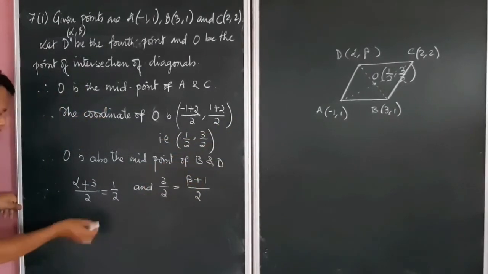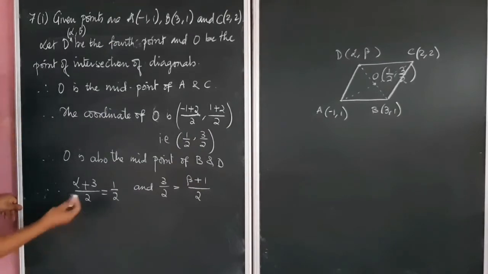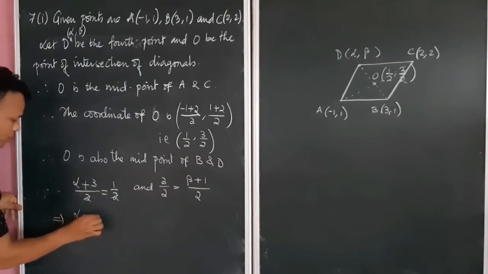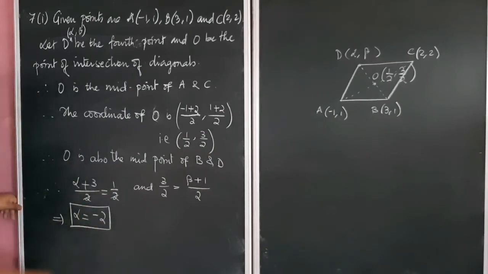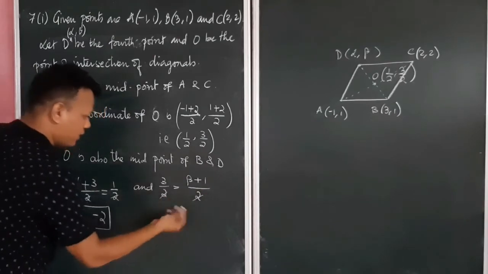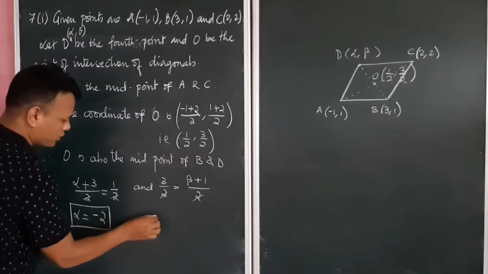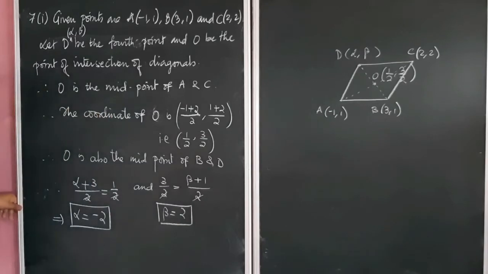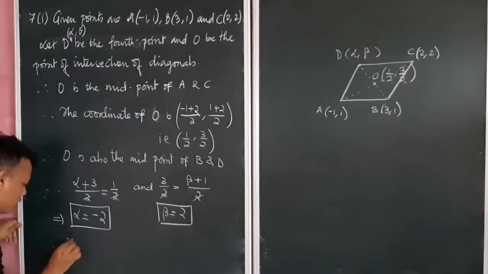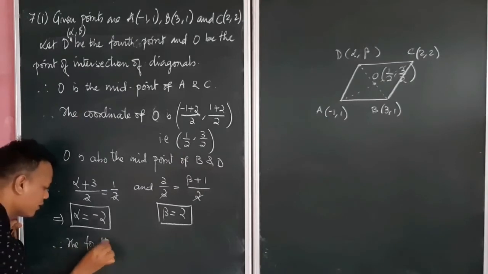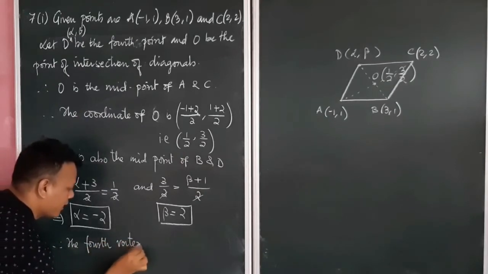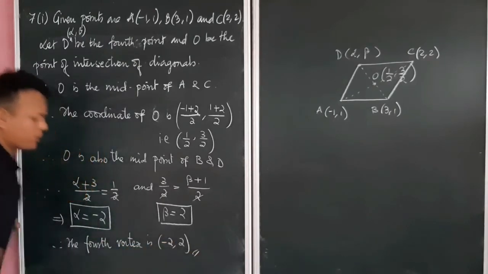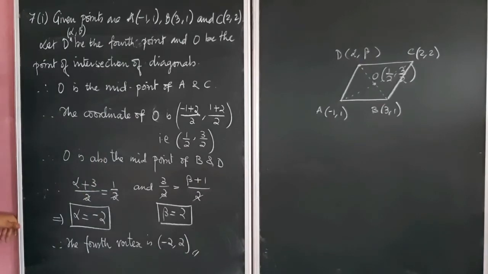Is that clear? Let us quickly simplify this and find the values of alpha and beta. The 2 and 2 get cancelled, so alpha turns out to be minus 2, and from here beta turns out to be 2. Therefore the fourth vertex is alpha comma beta, where alpha is minus 2 and beta is 2. So this will be my answer for this particular question. Pause the video to note down.